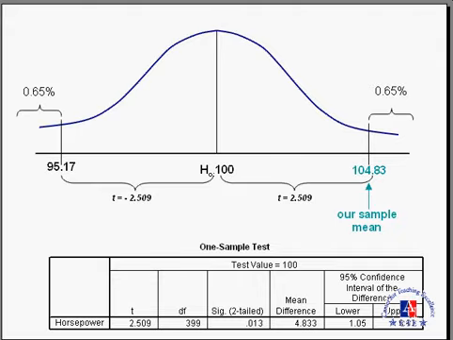Alternatively, you could hypothesize that average horsepower is greater than 100. In this case, we would only take into account the right-hand tail of the sampling distribution. Our significance level then is not 0.013, as given by SPSS, but 0.0065, or half the amount.